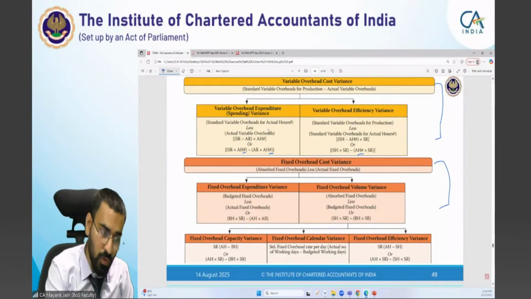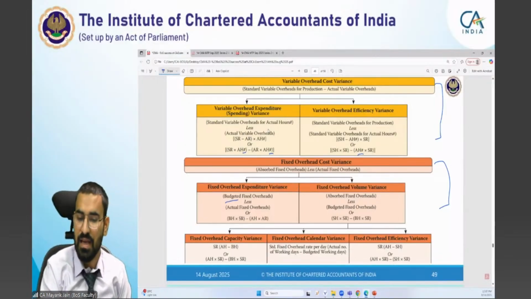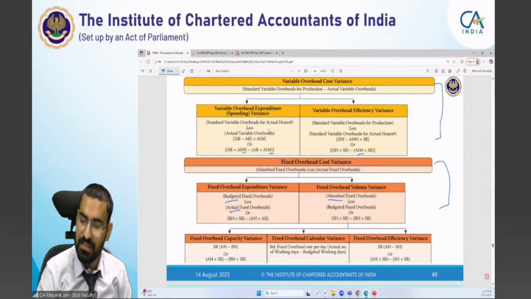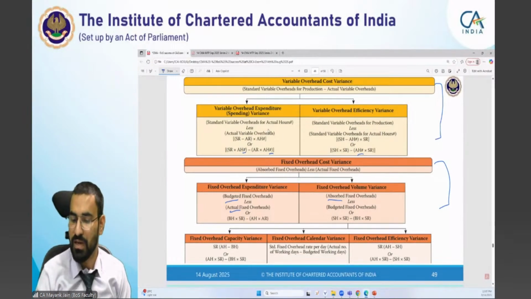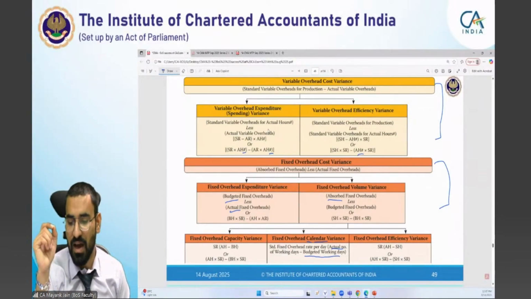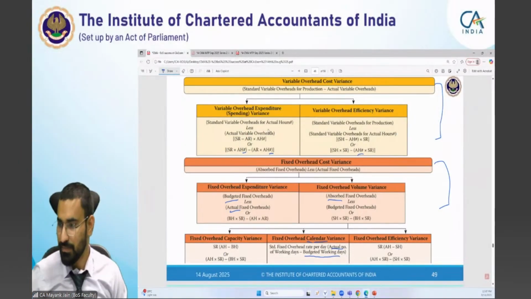You have to know the difference between the budgeted, absorbed, and the actual fixed overhead. Budgeted overhead is different, and the absorbed overhead is different. And for calendar variance, you have to use the actual number of days and the budgeted number of days. For calendar variance, when your actual number of days are more than the budgeted number of days, you will get the favorable variance. Sometimes you think actual number of days are more, so you get the adverse variance since you are working for more days.